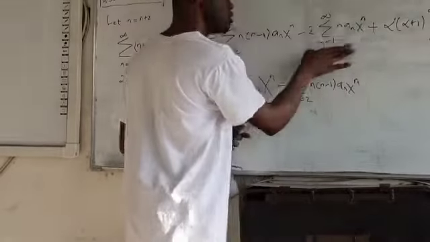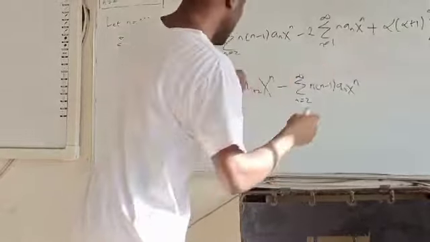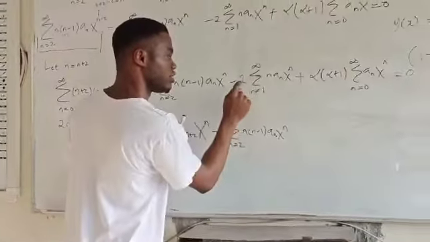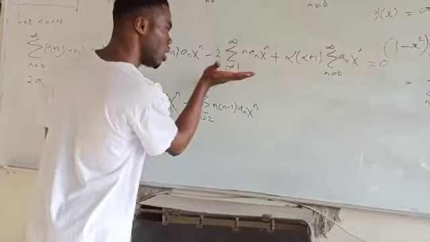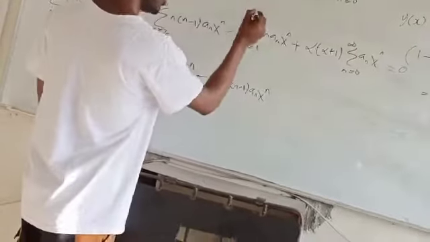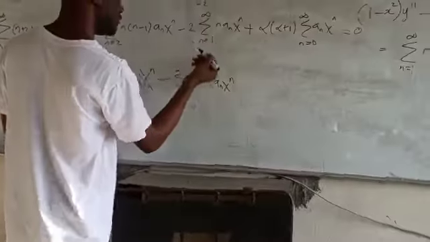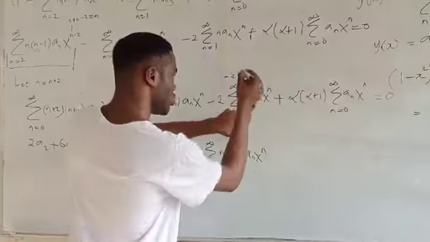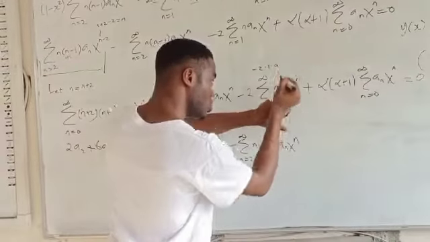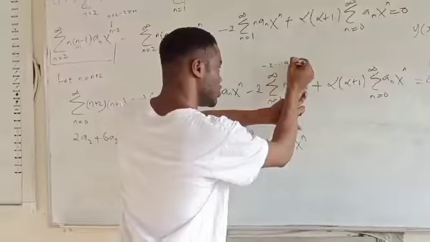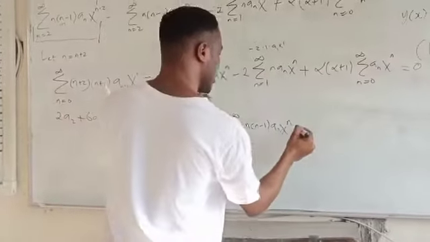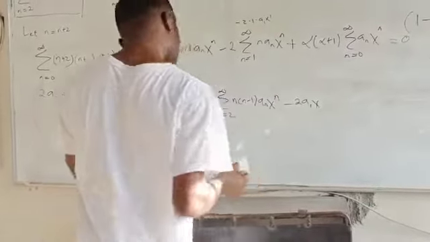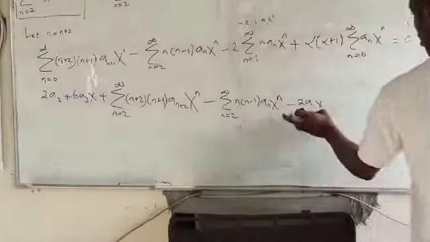Now, looking at this other series, you can see that it starts from 1. So let's increase it. When n is equal to 1, remember 2 is multiplying this whole summation, so we have -2. Now when n is equal to 1, so -2 times 1 times a subscript 1, x raised to the power of 1. So what we have here is -2 a1x, okay? So we have -2 a1x from here.